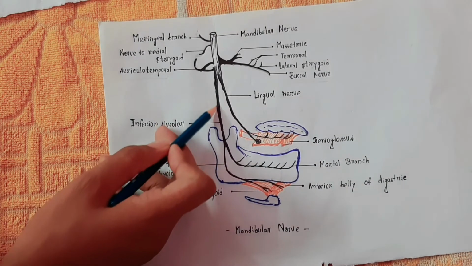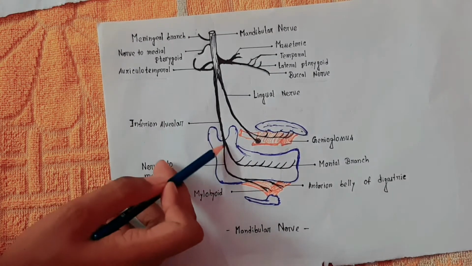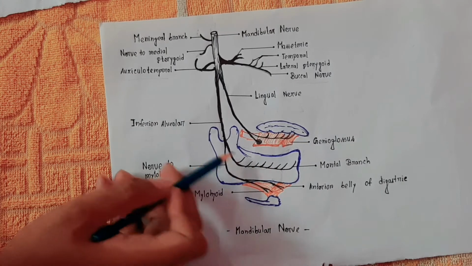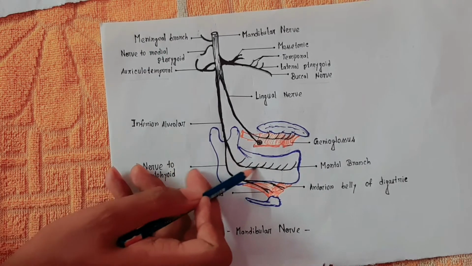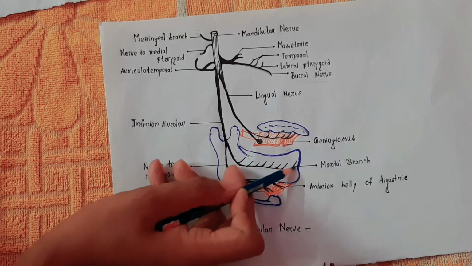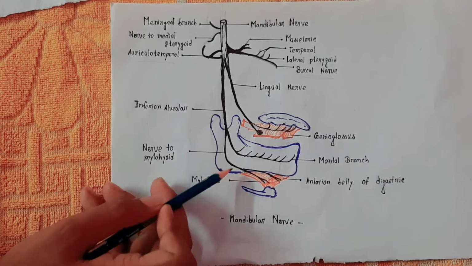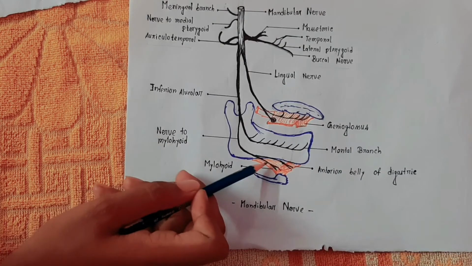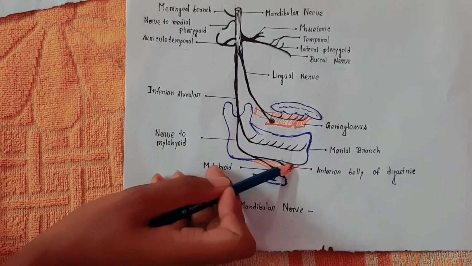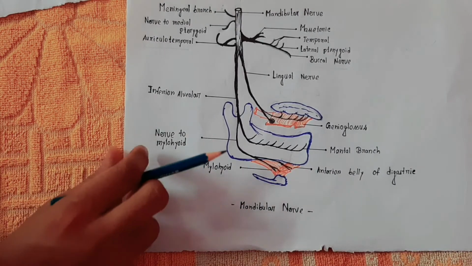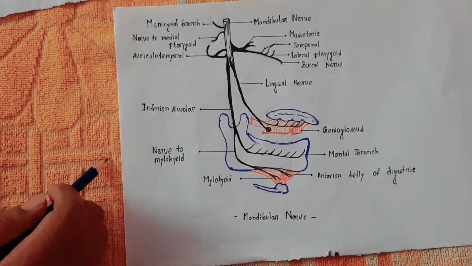Here you can see the inferior alveolar nerve, the posterior division of the mandibular, comes here and divides and supplies all the teeth of the mandible. It comes out as the mental branch. Here you can see it also gives off the nerve to mylohyoid, and here you can see the hyoid bone. This is the mylohyoid muscle, and here you can see the anterior belly of digastric. So that is supplied by the inferior alveolar nerve.